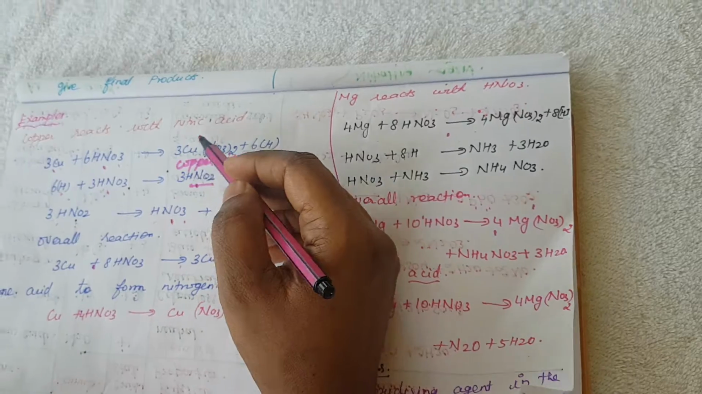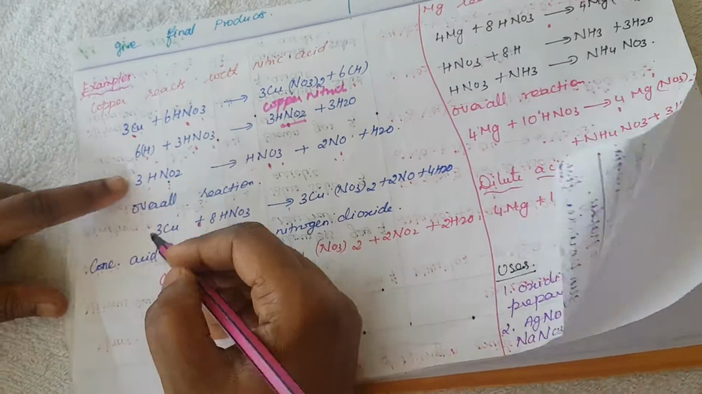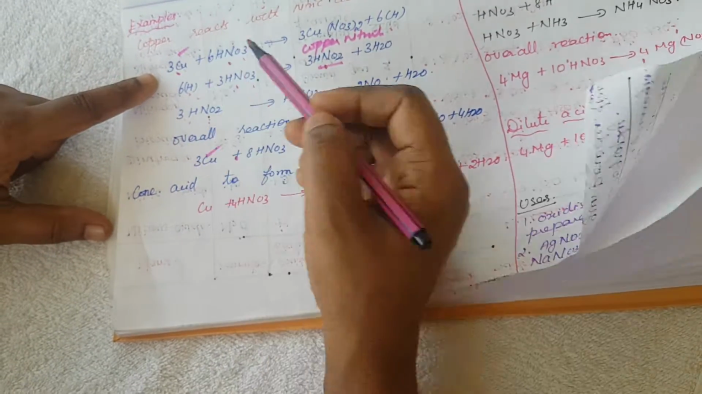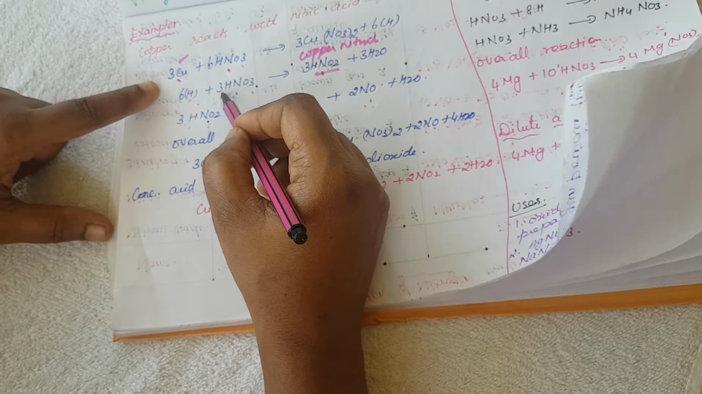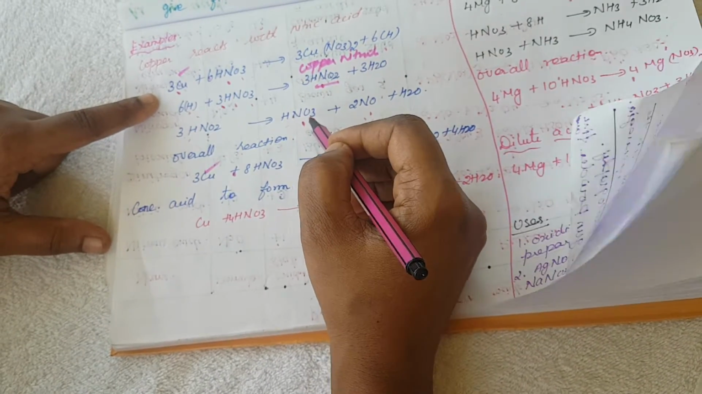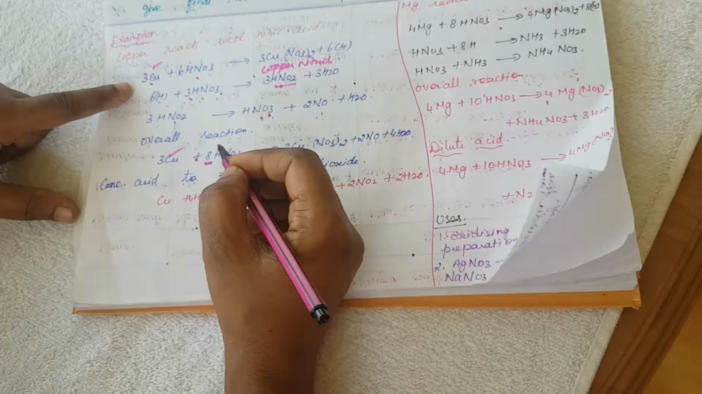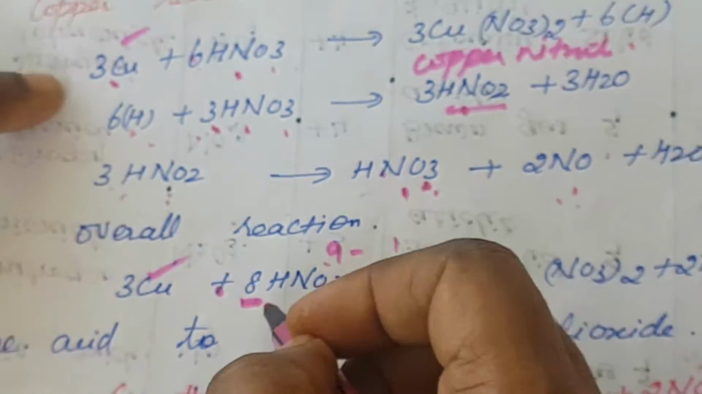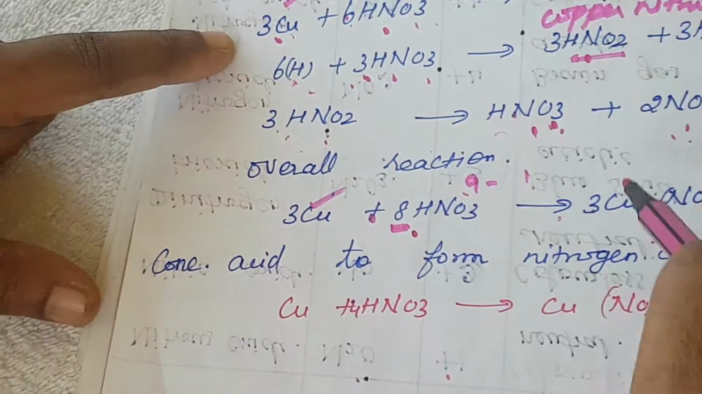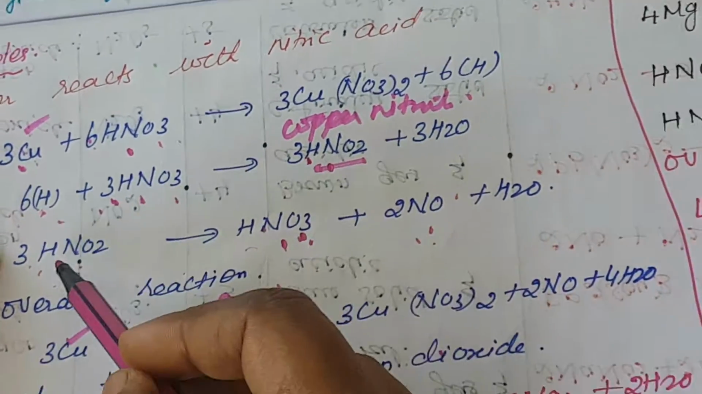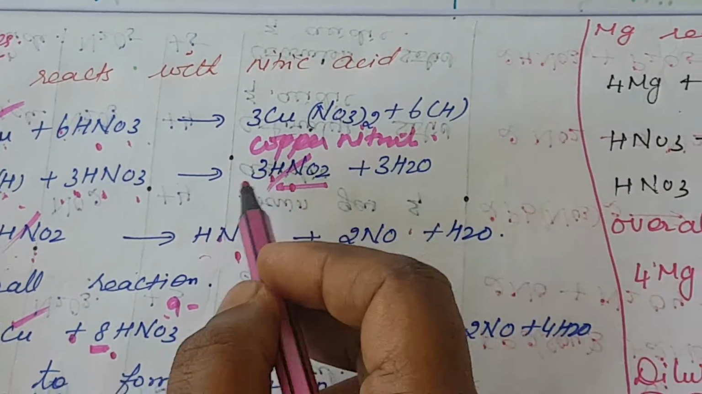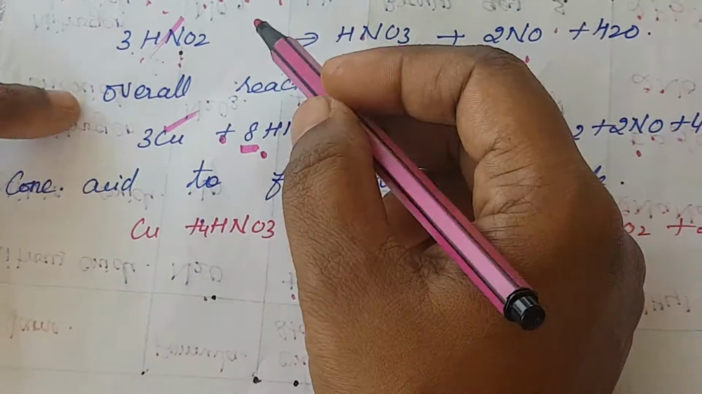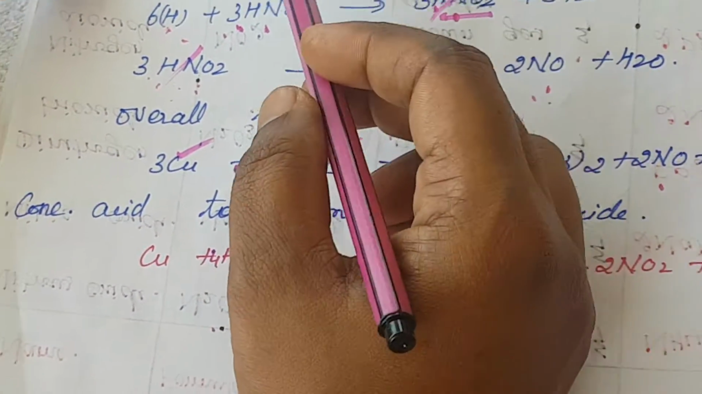Now adding the three equations together, what will happen? We have 3 copper, then nitric acid: 6 plus 3, that is 9 on the reaction side, and 1 on the product side. So 9 minus 1 is 8. Then copper nitrate, and 3 HNO2, where the 3 cancel. And another is 2 molecules of NO and H2O. So this is the step by step reaction with nitric acid.